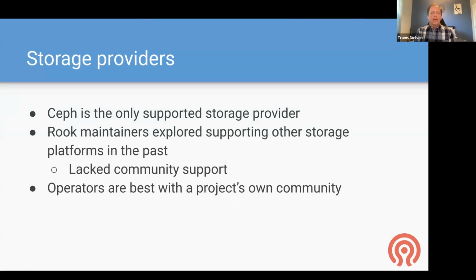So what we found is operators are best with each project's own community because those communities are so specialized, I guess.